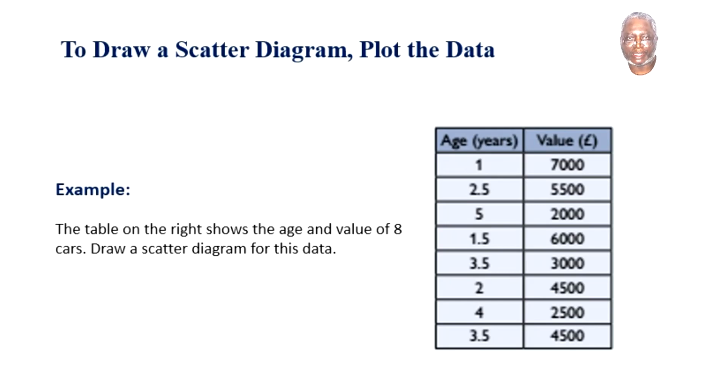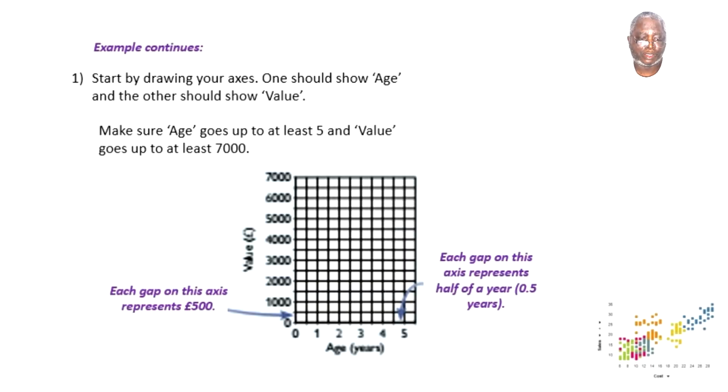Normally, the older a car gets, the less its value. Let's see whether that's right. So how do you do it? Start by drawing your axis. One should show age and the other should show value. Make sure age goes up to at least 5 and value goes up to at least 7.